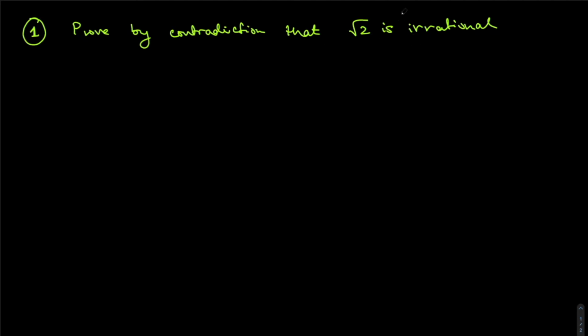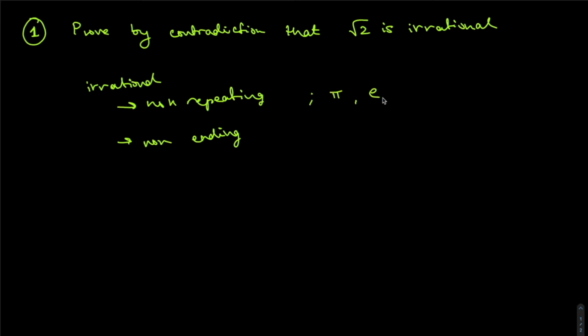When we have the word irrational written here, what does it mean? Try to revise those definitions that you learned about rational, irrational, whole numbers, natural numbers, real numbers, imaginary numbers, all those things. When we think of irrational, the properties that should come to mind are non-repeating and non-ending numbers. For example, pi, or e. These are irrational numbers because they go on and on, and their digits don't repeat.